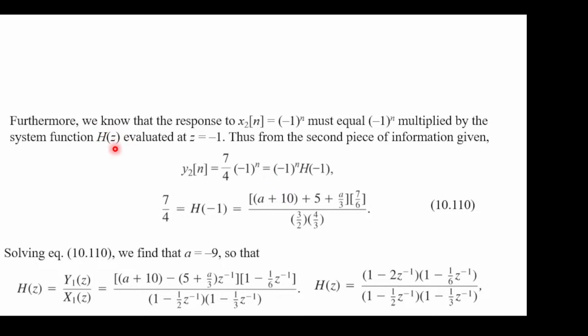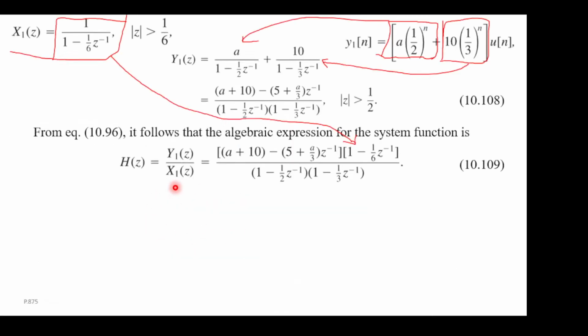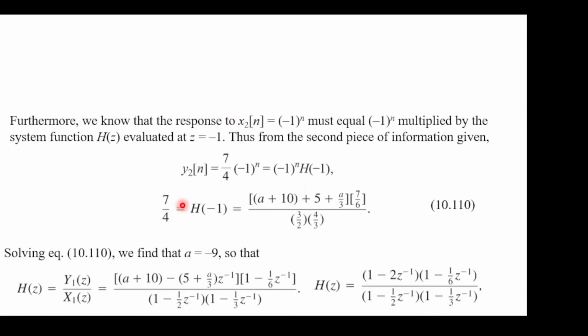And then we remember this eigenvalue is just H(z). Okay. So x2 is the input, z to the n with z equal to minus 1. Then output is H(z) times z to the n, with z equal to minus 1. So all we want to say is H(minus 1) equals 7 over 4. Then we can solve for a, right? Because we have H(z) with this indeterminate a here, then we can just plug in the point z equal to minus 1, H equal to 7 over 4.